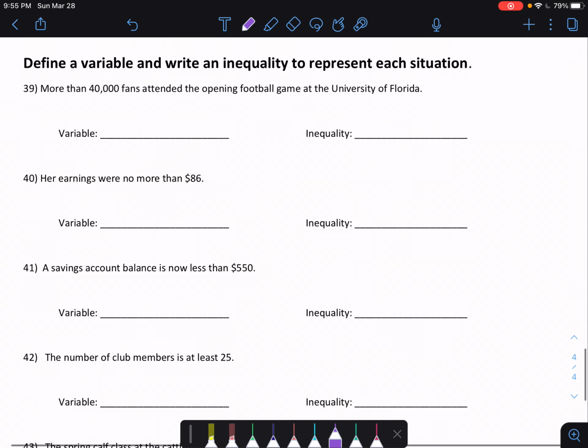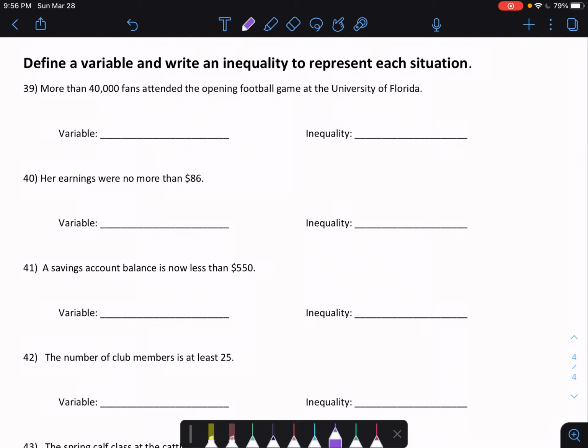Starting with number 39, we're going to define a variable, and then we're going to write an inequality to represent the situation. These are not inequalities that you're going to solve. You're just writing an inequality that's going to represent what's happening in this situation.